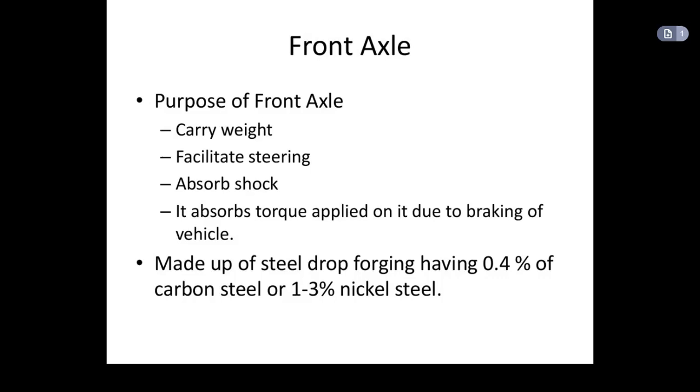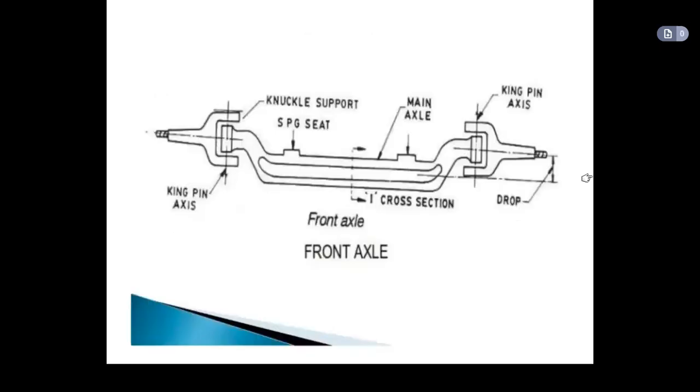Okay, so torque is also taken here, and the axle is made up of steel drop forging having 0.4% carbon steel or 1 to 3% nickel steel. So this is the manufacturing process. The drop forging process is used for making the front axle, with 0.4% carbon steel and 1 to 3% nickel steel material.